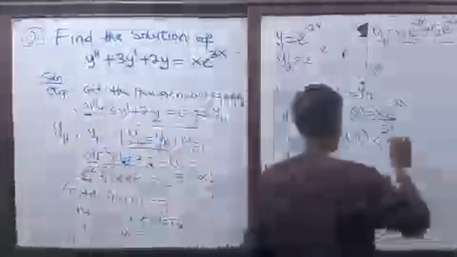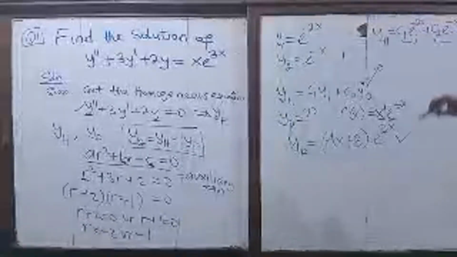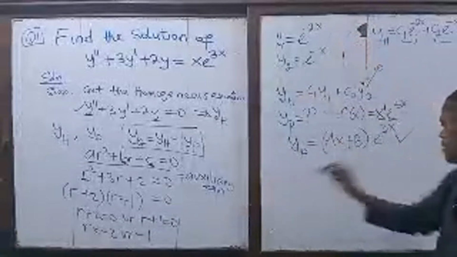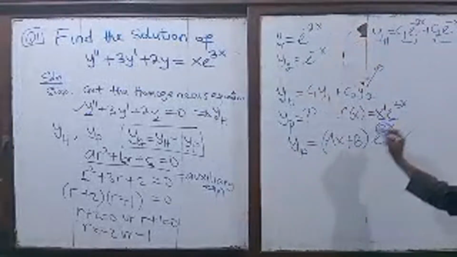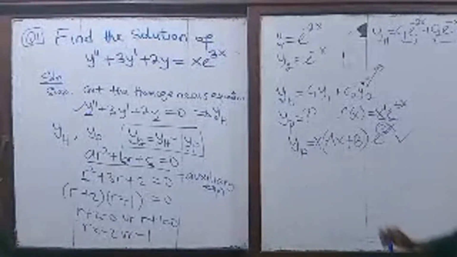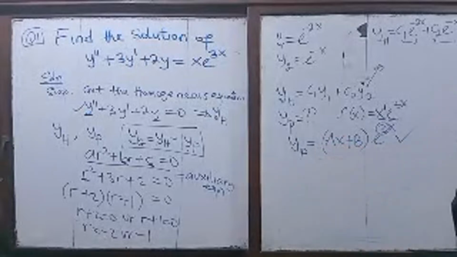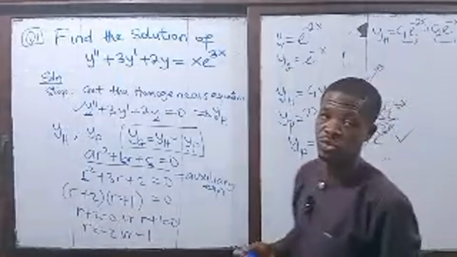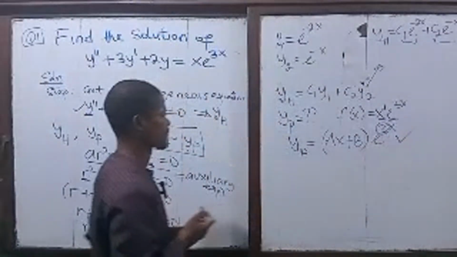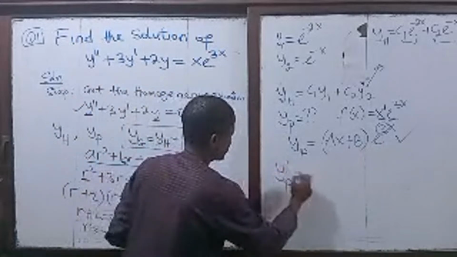So that means this is okay. But in case your r is 3, and it's the same as what you have here, you're going to multiply this equation by x. But in this case, we don't have such a case. None of the roots of the auxiliary equation is equal to 3. Get your first differential.